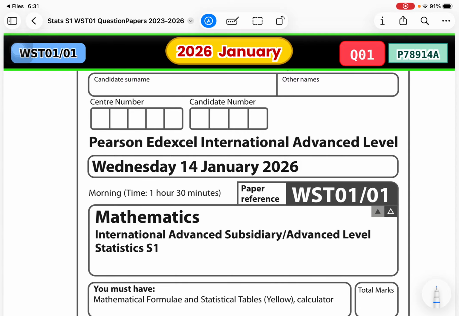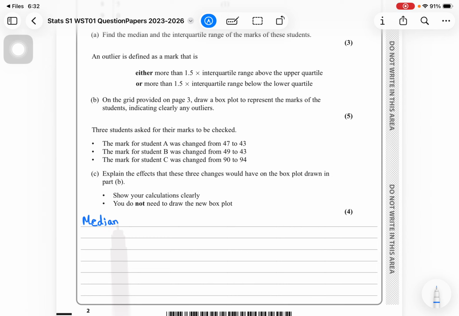Whenever they ask us for the median, we have n, which is 31. So it is the (31 plus 1) divided by 2th term, which is the 16th term. Then we have to check the interquartile range, but let's finish the median first. We need to find which entry is the 16th.